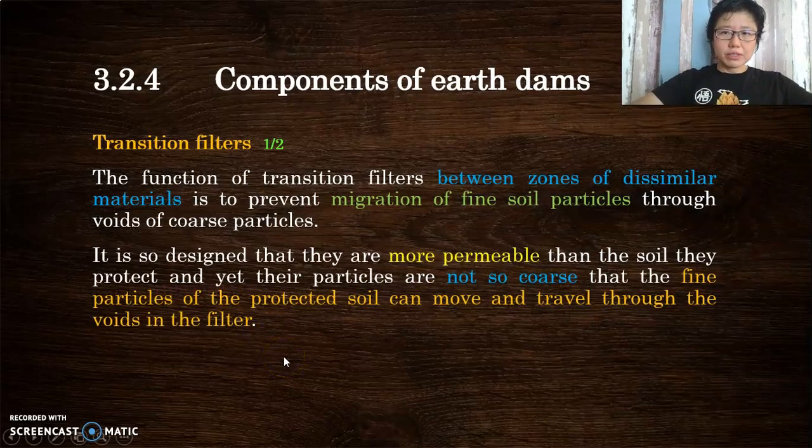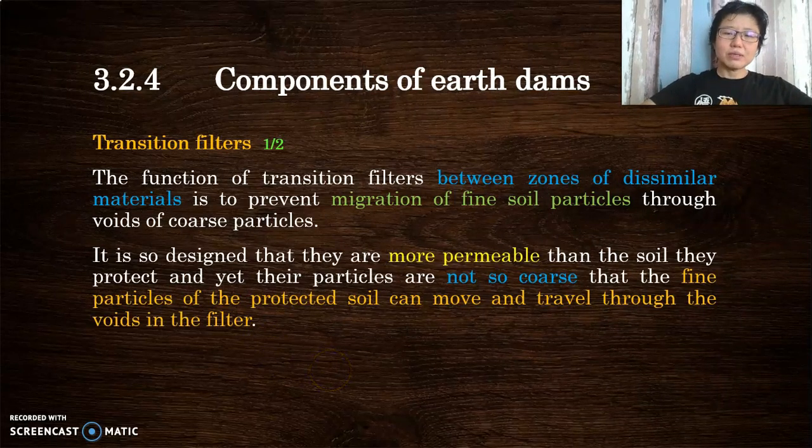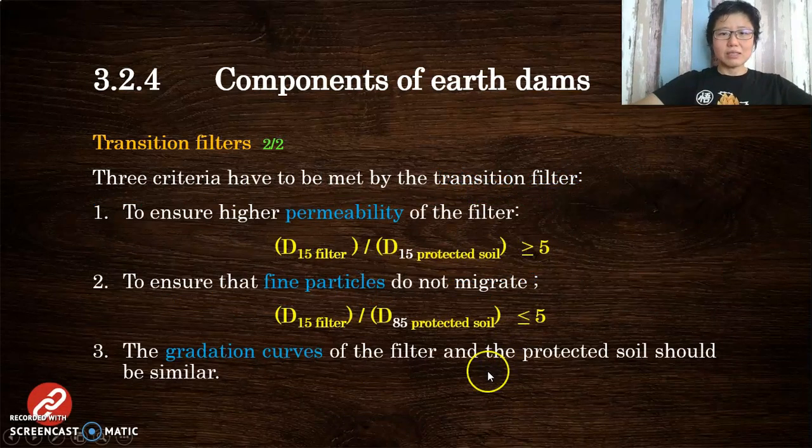These transition filters have mainly two functions. One is to make sure that water coming in can be filtered out. Number two, when the water is filtering through the filter material, it does not take away the soil with it. So not too coarse, not too fine. That's the criteria that we want.